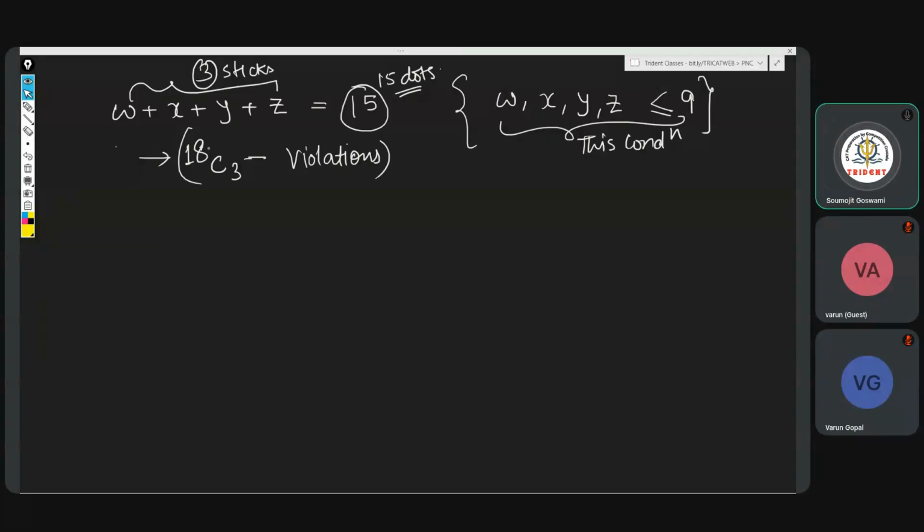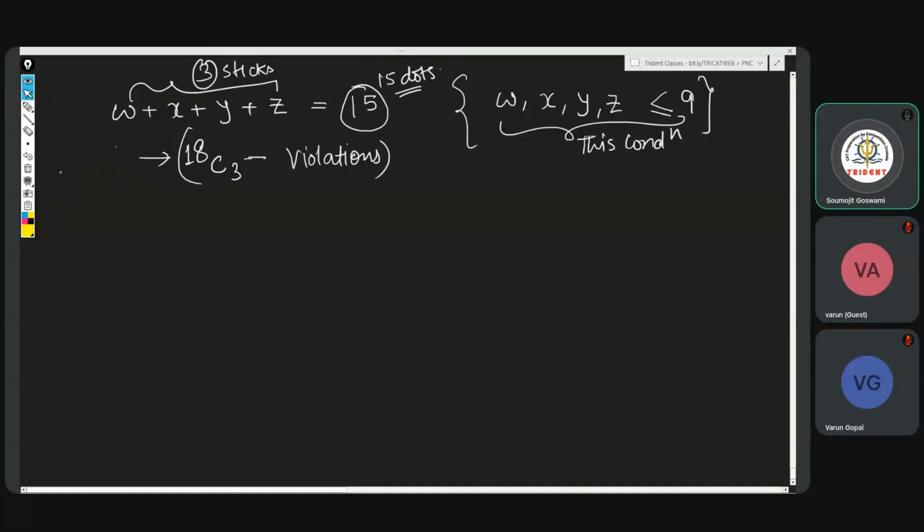Okay, let's do one thing. Let's substitute. Remember, W plus X plus Y plus Z is equal to 15, and we know that the number has to be less than or equal to 9. So the violation would be, let's just substitute 10 over there.